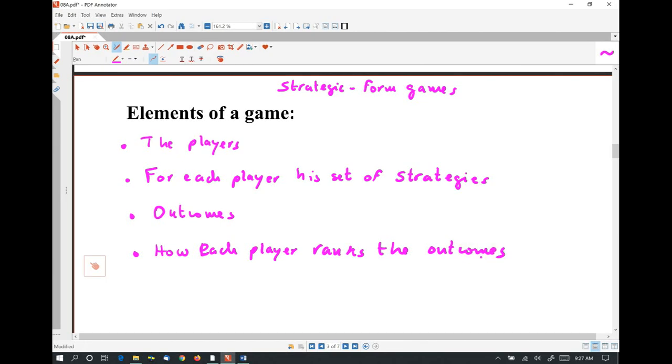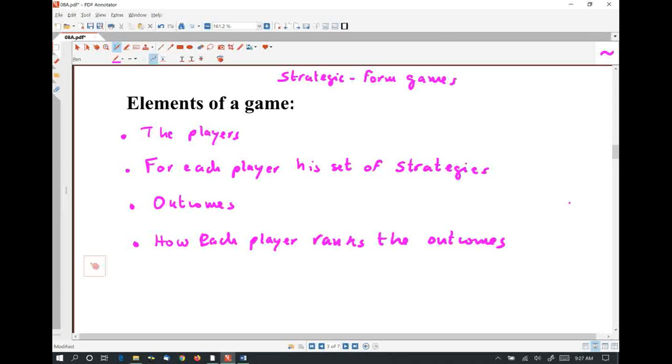So if there is at least one player who has some uncertainty about at least one of these elements, then we call the situation that we are describing a situation of incomplete information. Notice that I didn't use the expression game of incomplete information. I used the expression situation of incomplete information. The trick will then be to convert this situation of incomplete information into a game.